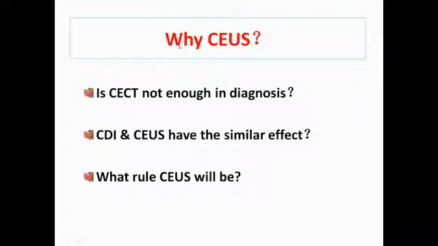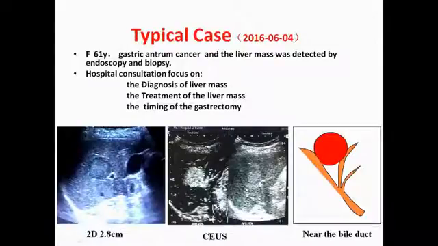Firstly, I'd like to say why we use CEUS in our clinical practice. Is CECT not enough in diagnosis, or do color Doppler imaging and CEUS have a similar effect, and what will the role of CEUS be in our clinical practice? So firstly, I'd like to start my lecture from a typical case.